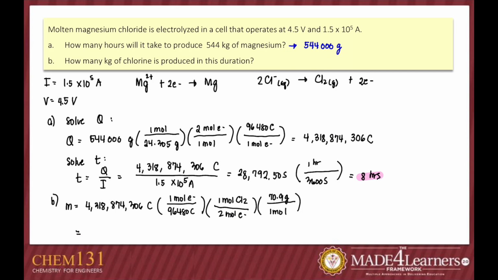So the mass of chlorine is 1,586,899.81 grams of chlorine produced, but the question is in kilograms, so we have to convert. 1 kilogram is equivalent to 1,000 grams. So we divide by 1,000 and we'll be able to get 1,586.90 kilograms of chlorine produced in the process.